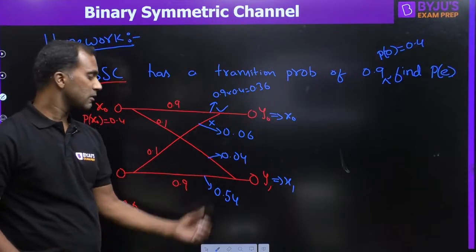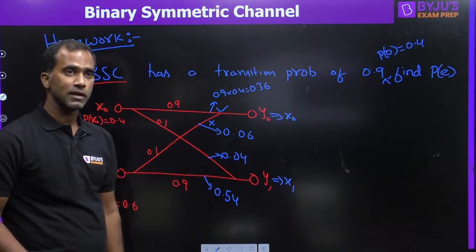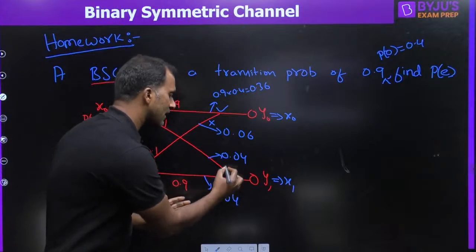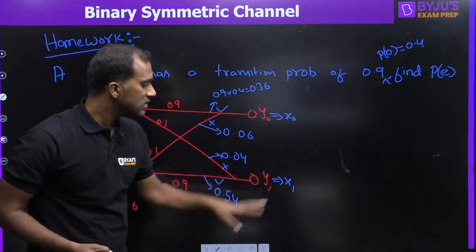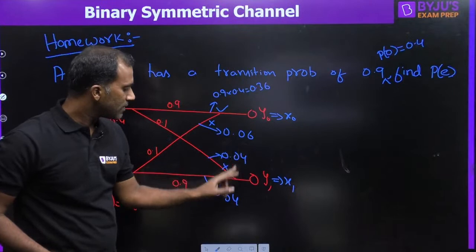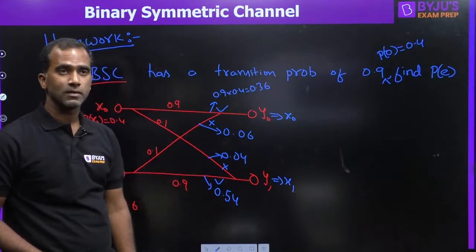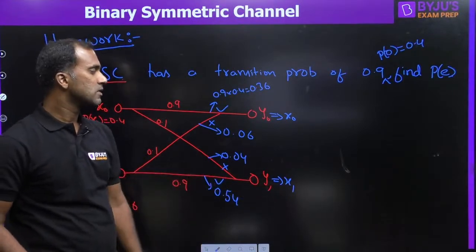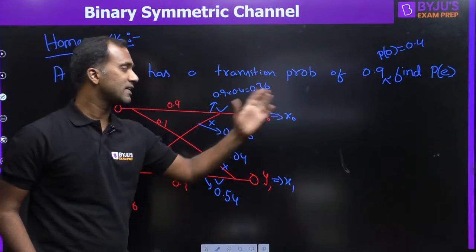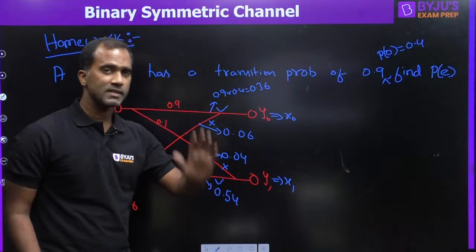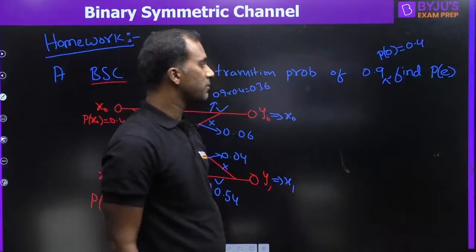So do we want to be correct with a probability of 0.54 or not? So this is the correct line and this is the wrong line. If you make the other decision, then you will be correct only this much of the time and you will be wrong this much of the time. So the best decision to make is this. The decision criteria is: when you see y0, decide it as x0, and when you see y1, decide it as x1. Now we are being asked to find the probability of error.